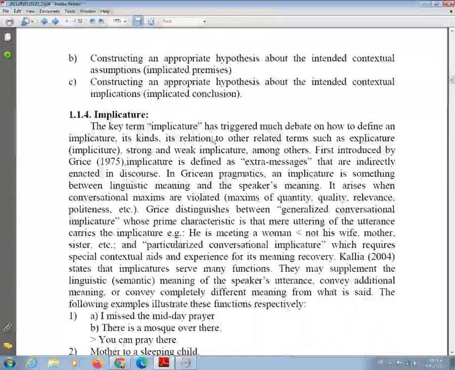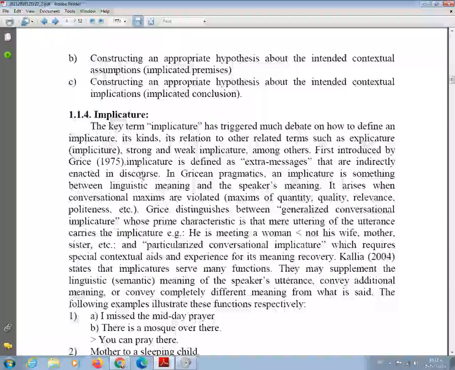Debate on how to define an implicature, its kinds, its relation to other related terms such as implicature, explicature, and strong or weak, and so on. First introduced by Grice, a great language philosopher, someone who has been concerned with how meaning is created and how human communication is based on the cooperative principle, and that both listeners and speakers, both recipients and producers of text, must cooperate in order to create meaning. Without this cooperation, we cannot have successful human communication.